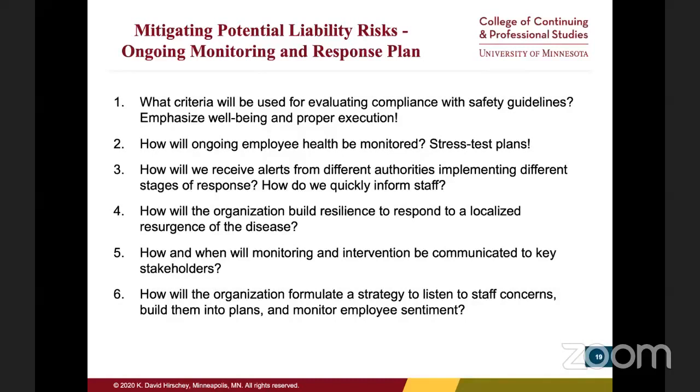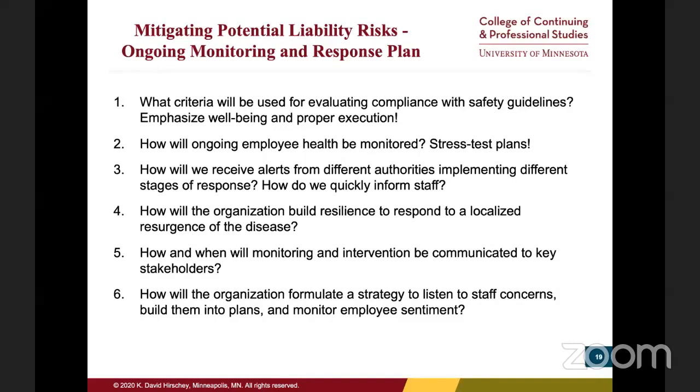The mitigating potential risks and ongoing monitoring goes back to somewhat of the metrics and the community, but what criteria are you going to use to evaluate safety guidelines? Again, emphasis on well-being and execution are fundamental. How are you going to evaluate the ongoing health? And I would suggest that you stress test those plans.